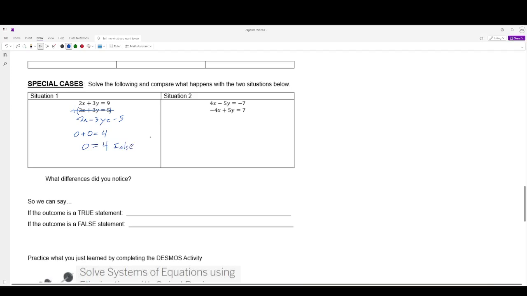And as with any equation solving, the weird special cases only happen when all the variables disappear. So since we have a result with only numbers, so there are no variables, then when we get a false result, we would say that there is no solution.